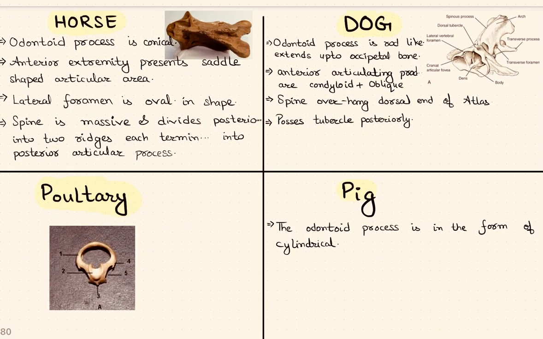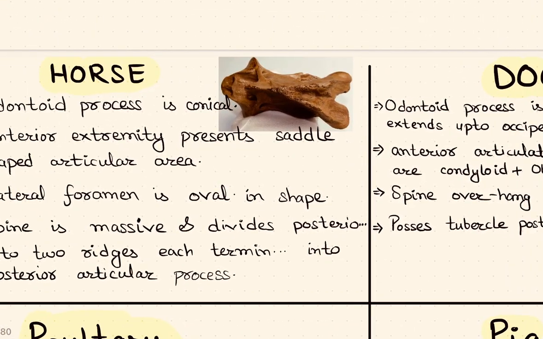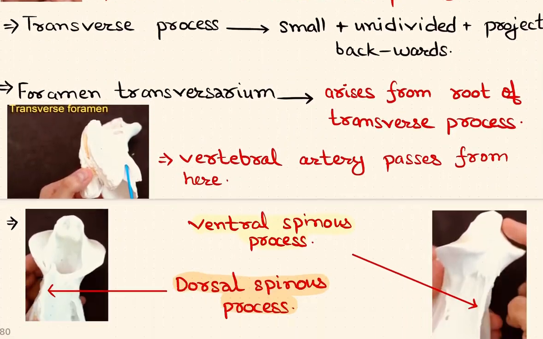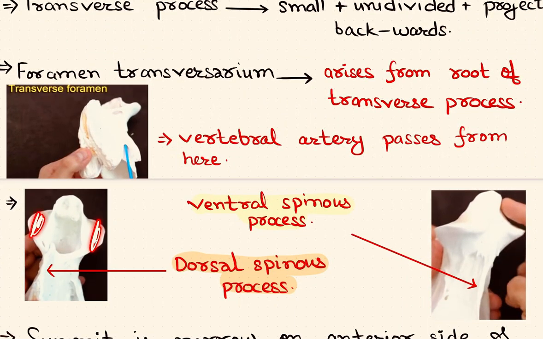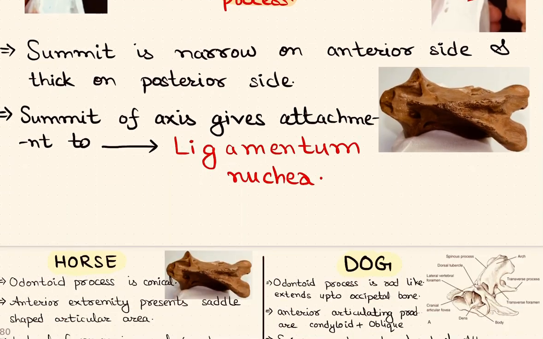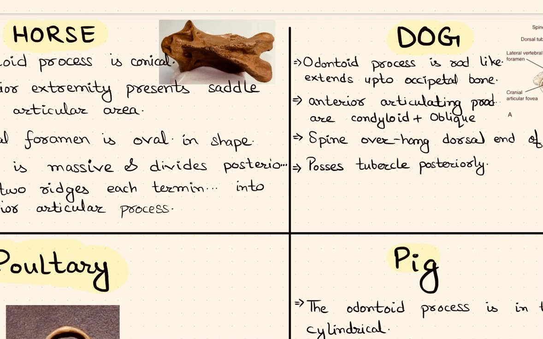Now let me tell you about the species differences. In case of horse, this odontoid process is conical. You can see it is cone shaped. In the anterior end, the process which comes is conical. And the anterior extremity presents a saddle shaped articular area. As in case of ox, you saw the anterior articular plate like processes, which was plane, but in case of horse, it is saddle shaped.